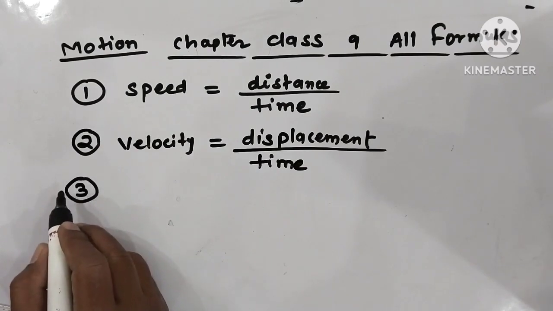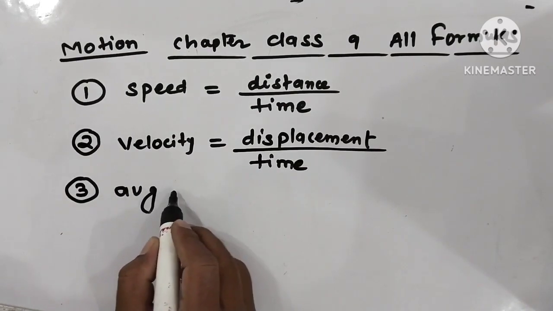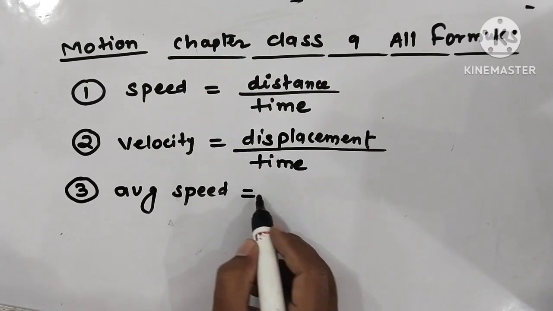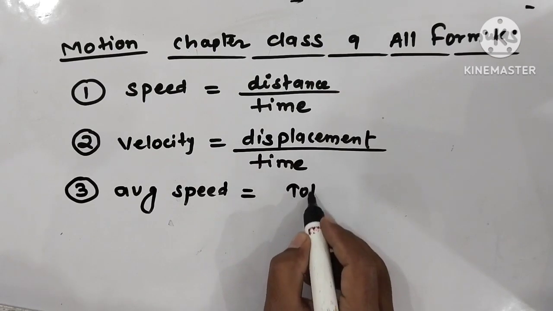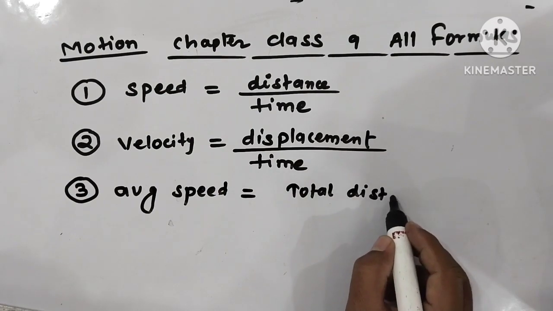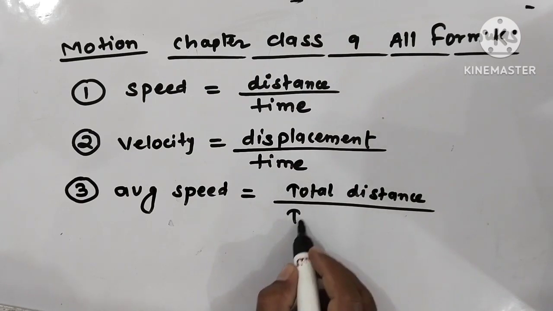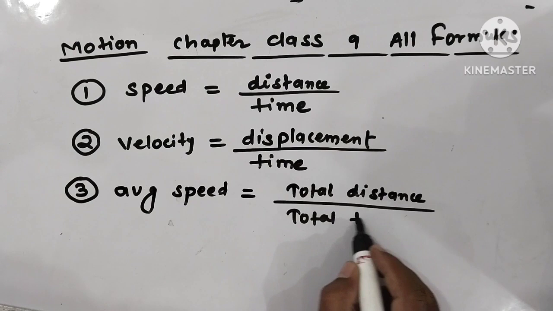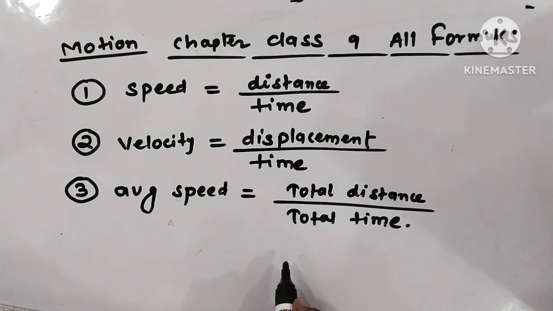Formula number 3, average speed. Average speed is total distance by total time. Total distance by total time.